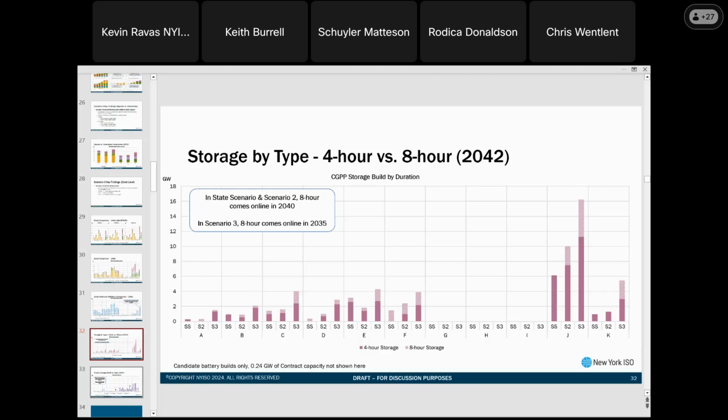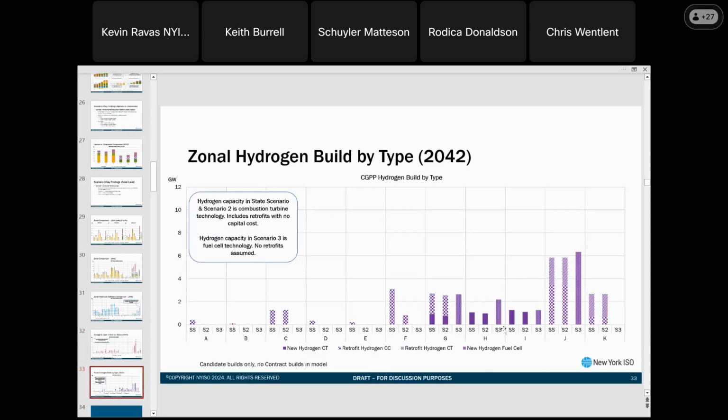And then finally here, in the comparison of the hydrogen build, you'll see how those fuel cells got distributed in scenario 3. So, it's not a retrofit option. It has a higher cost associated with it, but it still ends up in zones G, H, and I, as well as J, because it has higher firm capacity. And in this instance, it found that as an economic build to build the new capacity.